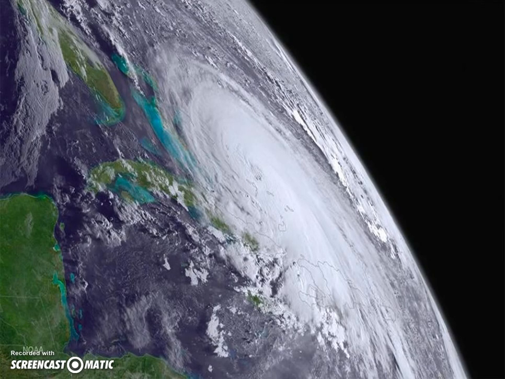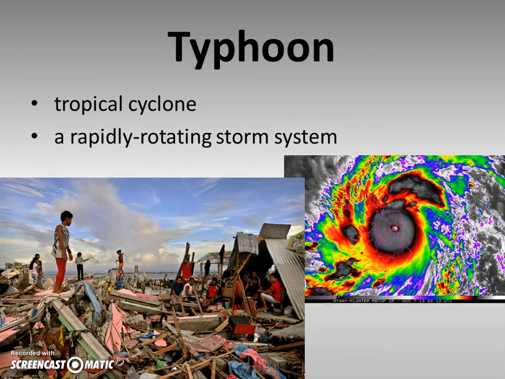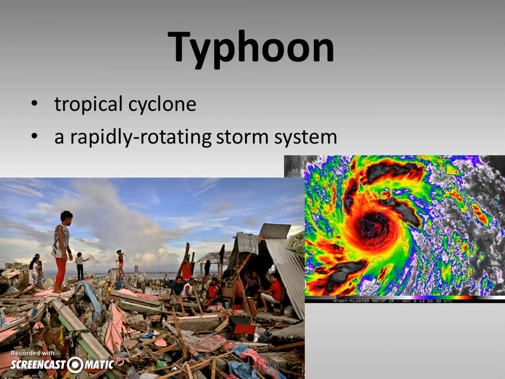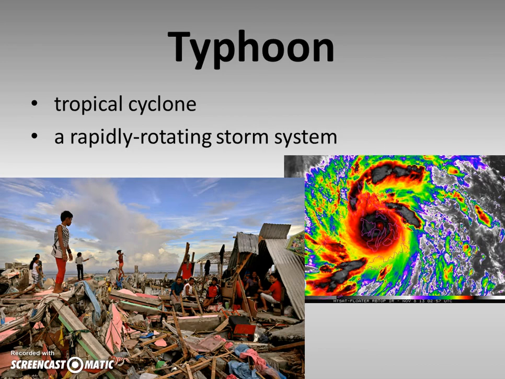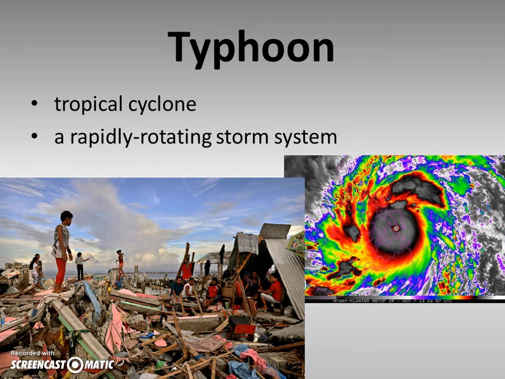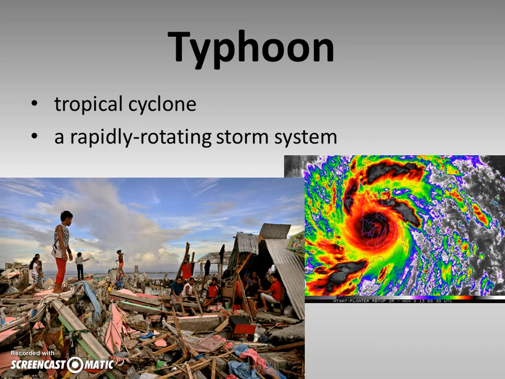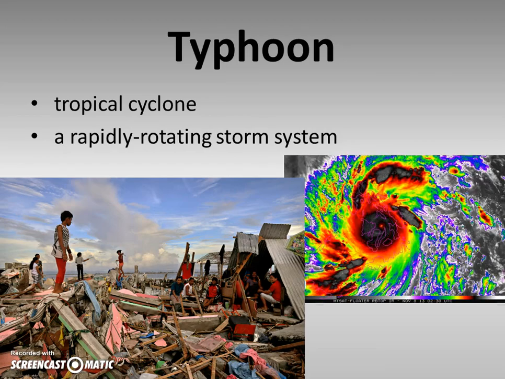And if you take a look at this, this is an image of Hurricane Joaquin from NOAA. It's NOAA. That's a great website source for you guys to look at for weather. Another thing that we have, a typhoon, is kind of the same thing as a hurricane. It's a tropical cyclone. It's just another name for it. And this one rapidly rotates. So it's just a little bit different than a hurricane, but not by much. And that's all for today.